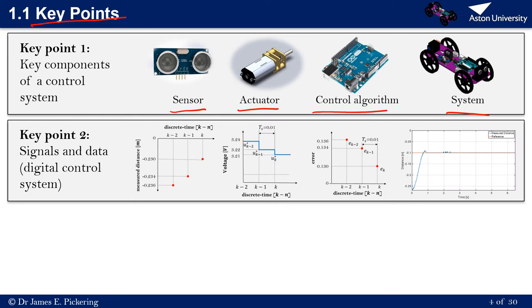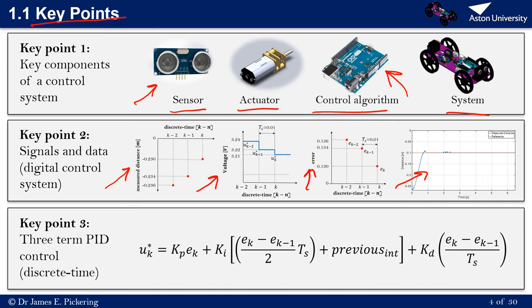Key point two, signals and data. Because we're using a microcontroller and effectively a digital sensor, we're going to use a digital control system. As part of this, there are signals and data in the form that you can see here: measured distance, voltage, error, and then the time response. By the end of this talk, I want you to be able to understand what these signals and this data mean.